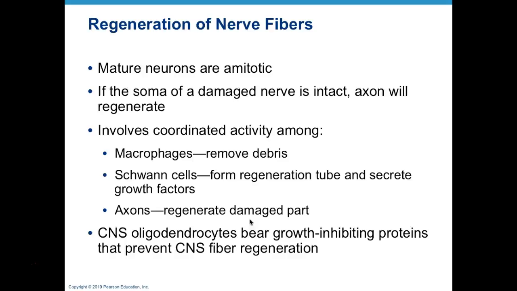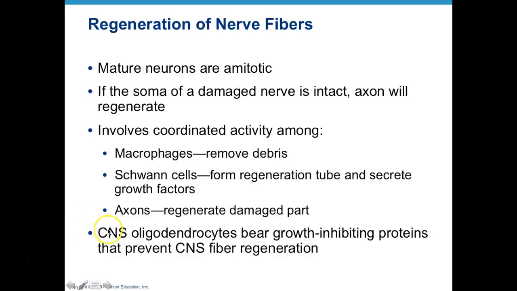So let's move into regeneration of nerve fibers. So we know that our mature neurons are amitotic. If our soma, the cell body of a nerve, gets damaged, then the axon, though, can regenerate in our peripheral nervous system. And this is coordinated using macrophages to help remove the debris. Those Schwann cells that made those myelin sheaths within our peripheral nervous system, they're going to help regenerate the tube and secrete growth factors to allow the axon to regenerate that damaged part of it.